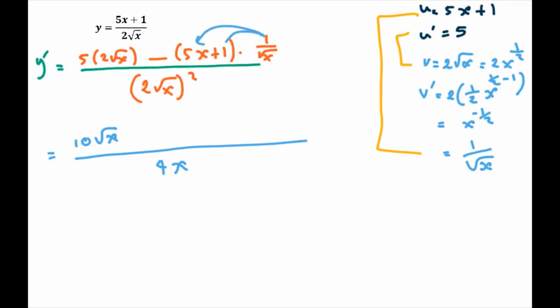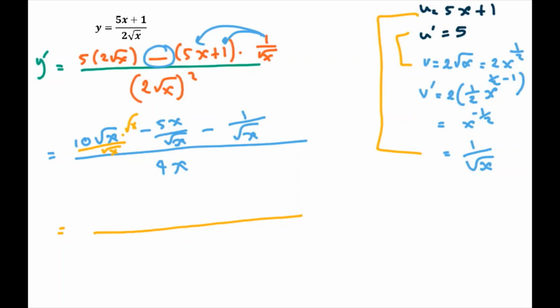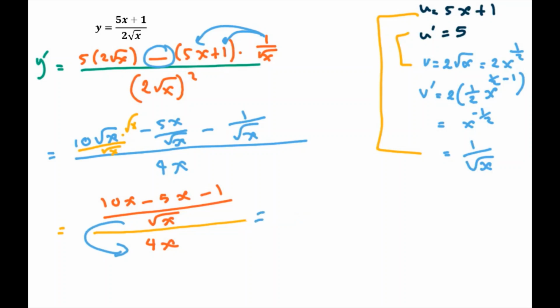Now you can expand this. So it's going to be 10x square root of x, minus 5x over square root of x, minus 1 over square root of x. Well, the negative came from here. Now you can multiply and divide by square root of x to have the common denominator. So you can add, this is going to be 10x minus 5x minus 1 over square root of x, over 4x. Well, this can come down. It's going to be equal to 5x minus 1 over 4x square root of x.